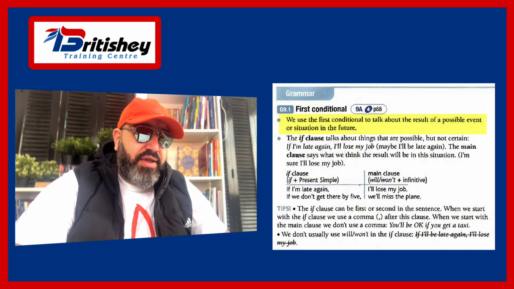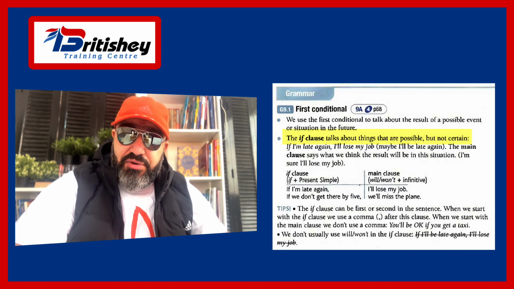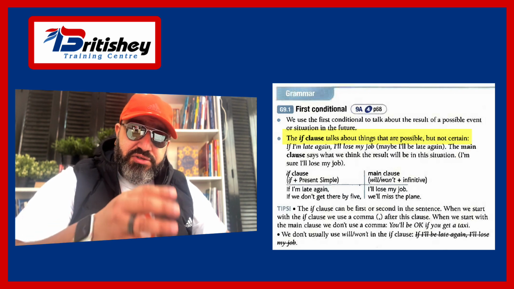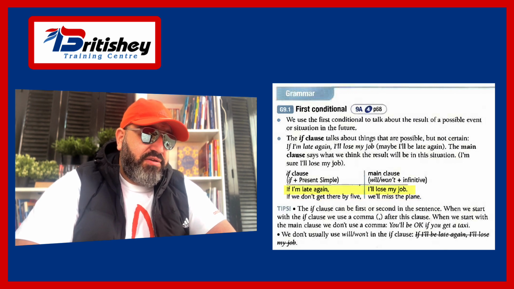Good. And then it says here in point number 2, the if clause talks about things that are possible but not certain. So we have another element of meaning, that it's not certain. We've got also possible. Then look at this. We've got an example, and it says here, if we don't get there by 5, we'll miss the plane. If I am late again, I'll lose my job.